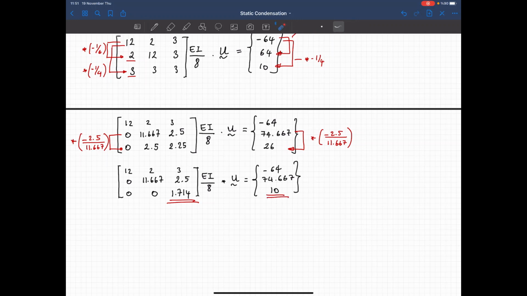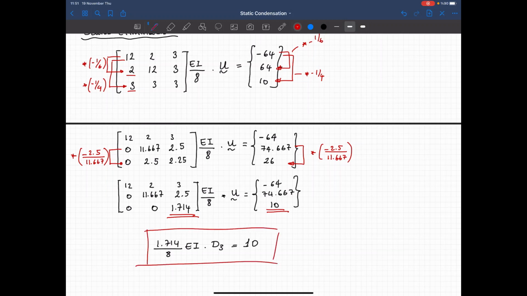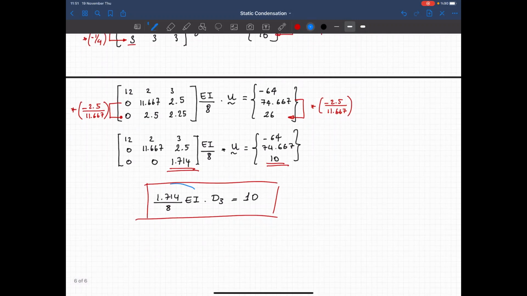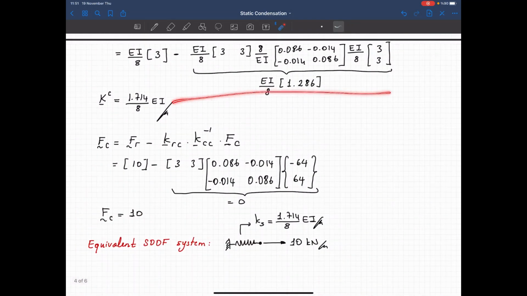And if you write down your third equilibrium equation, you multiply this with the displacement vector, it should give you 10. So let's write it down. 1.714 over 8 EI multiplied by D3 should give us 10. And this is our equilibrium equation. And if you think about it, this is my Kcc, the condensed stiffness matrix, and this is the Fc vector.